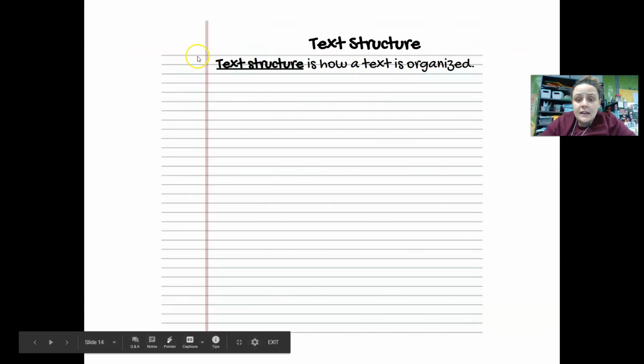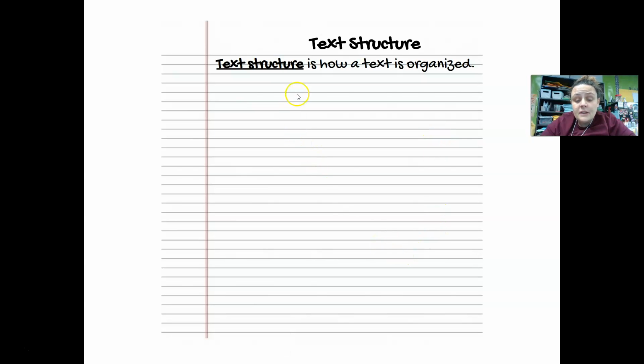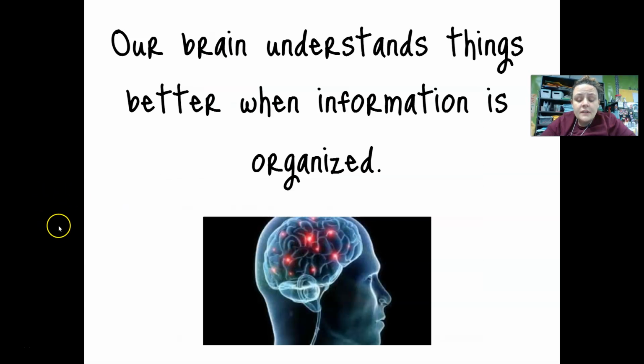If you would like to take notes, you can pause the video now, go grab something to take notes with, and write notes as we go along. The first thing you'd want to include in your notes is text structure. Text structure is how a text is organized. So if you want, you can pause your video and go get something to take notes with.